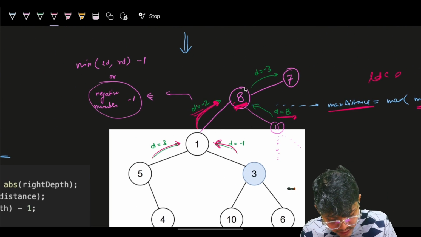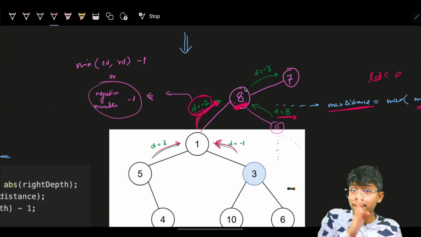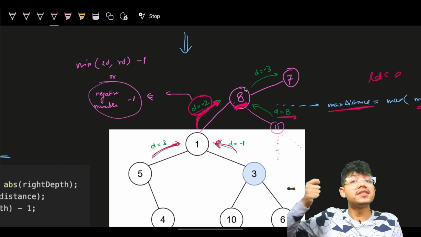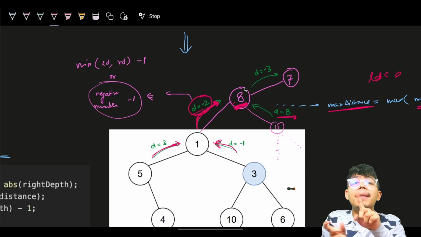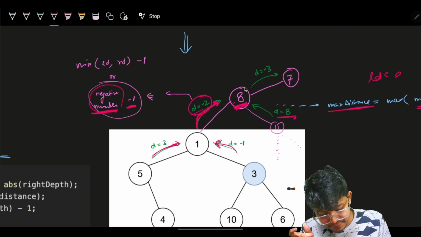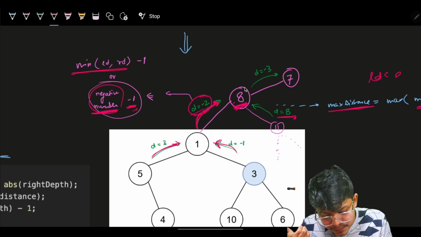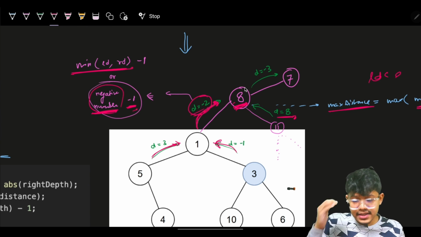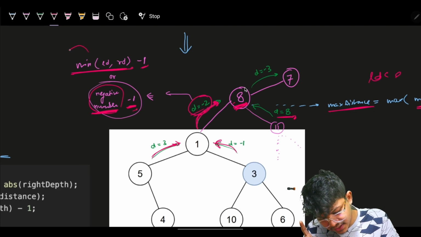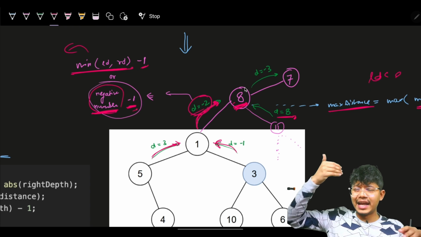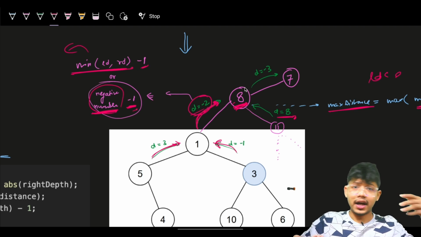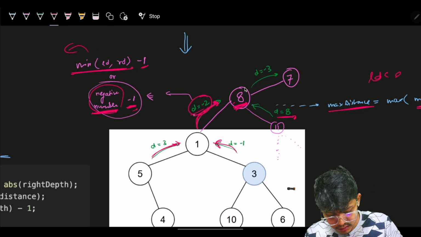So remember one thing: if any of my children's left distance or right distance is negative, I will have to add a -1 to it. So I'll add a -1 to the negative number. I can simply take the minimum of left and right distance and add a -1. Remember, either one of them will be negative. In this I could have written an if condition: if LD is negative, then add LD -1, or if RD is negative, then add RD -1, and then assign it to my actual D.